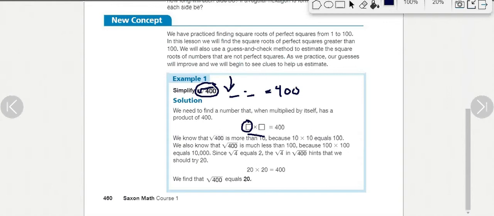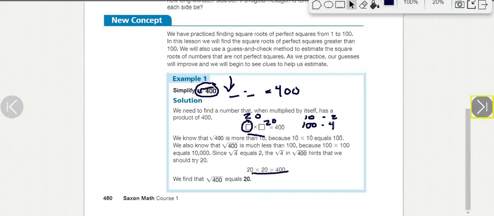We know it's going to be bigger than 10 because 10 times 10 is only 100. And we could think of it as, well, the square root of 4 times 100 would be 400. The square root of 4 was 2. The square root of 100 is 10. So multiply those square roots together and you get 20, and then we check it on our calculator, and 20 times 20 indeed is 400. That's a way you could get there.